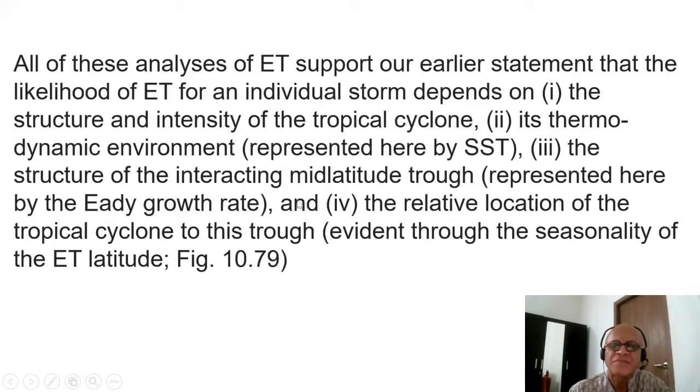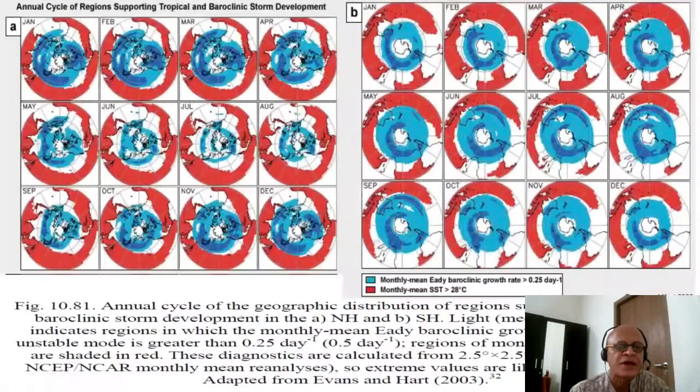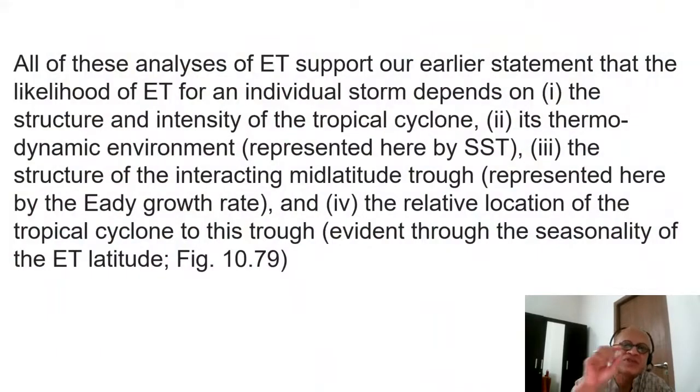Thirdly, the structure of the interacting mid-latitude trough represented here by the eddy growth rate. And fourthly, the relative location of the tropical cyclone to this trough, evident through the seasonality of the ET latitude that is shown. Oh gosh, I didn't include that here, but you remember we saw the seasonality of the ET latitude, starting in the lower latitude or starting in the higher latitude, transitioning to the lower latitude from May through November or so. I think you remember that one. Okay, so all these things matter.